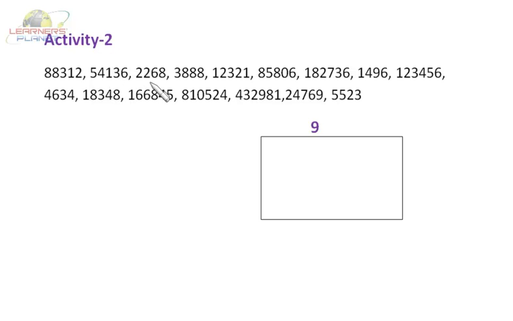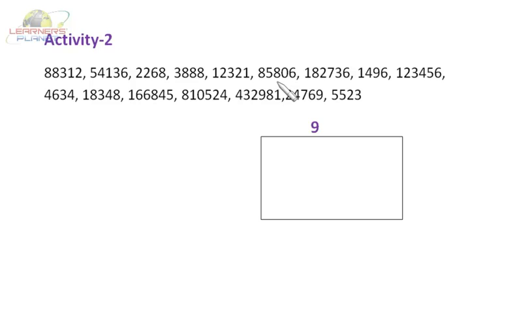Okay. So let's take the third number. Add up all the digits. 2 plus 2, 4. 4 plus 6, 10. 10 plus 8, 18. Now 18 is multiple of 9. So the complete number 3888 will be multiple of 9. Okay. I hope you are clear.